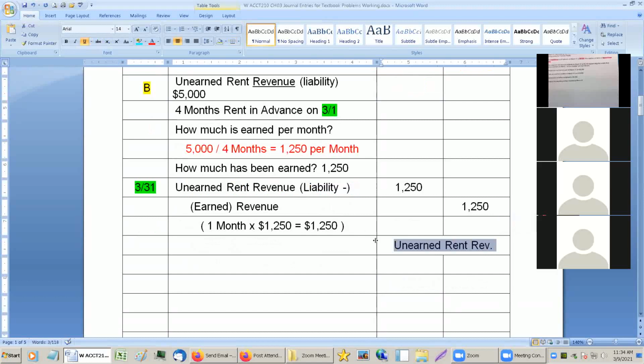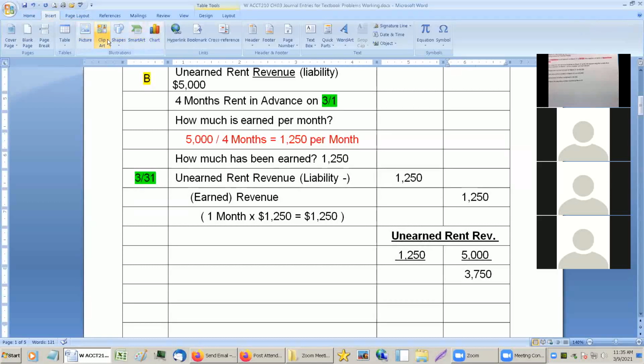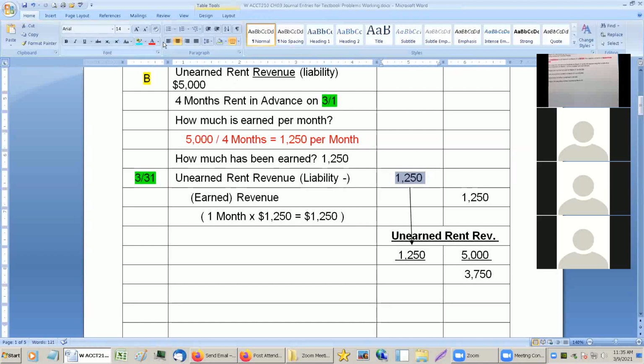Okay, so the unearned rent revenue had 5,000 in there. But we earned 1,250 of it, so we're going to take that out of the liability. We no longer owe them for 4 months. We only owe them for 3 months now. What is that? 3,750, I think. You want to check that. So that is what is left. And if you think about it, we still owe for 3 months.